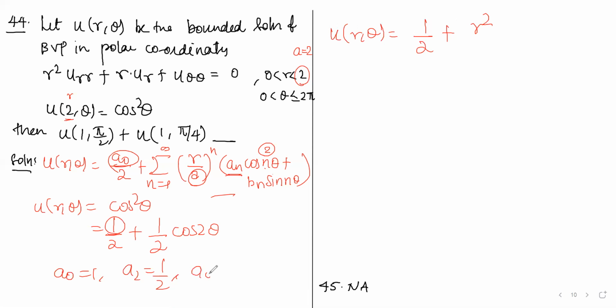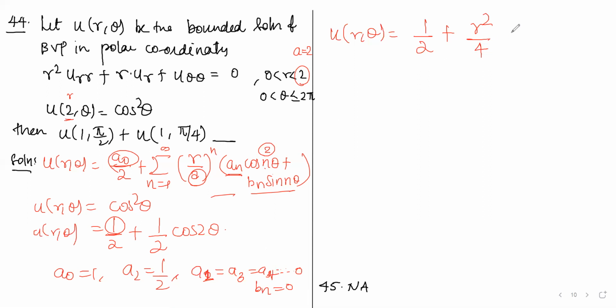Let me write down here: a0, a3, a4, a5, all of them are 0. So a1 is also 0. There is no a1, so I'll open this series and all of them will become 0. And since there is no bn, bn is already 0, because there is no sine in this form. So now just equate r square over a square, which is what? 2 square is 4.